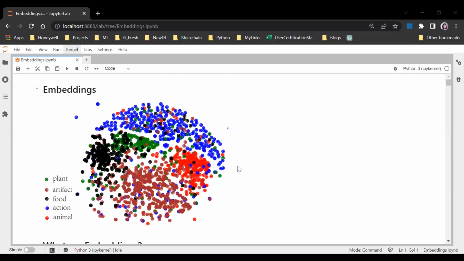Okay, so hello everyone. In this session, we will go through the embedding topic, and we will also cover some of the state-of-the-art models that are used to prepare embeddings for our textual data, and why we need embeddings. Before that, the first question is, what is embedding?